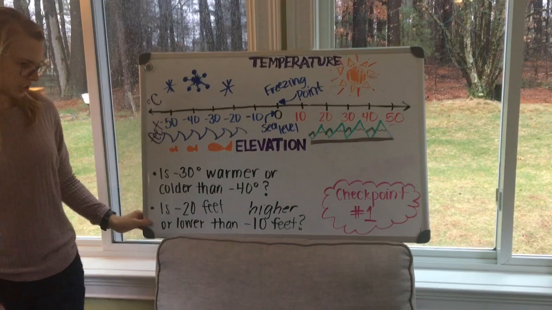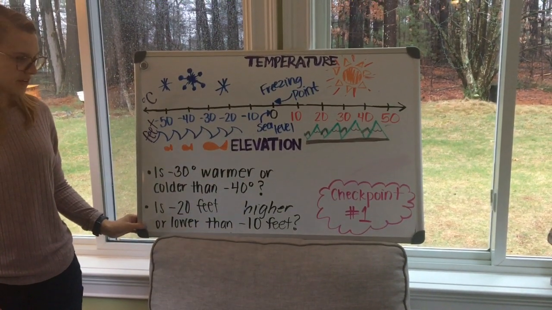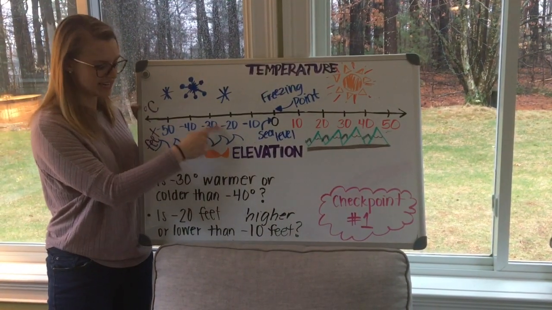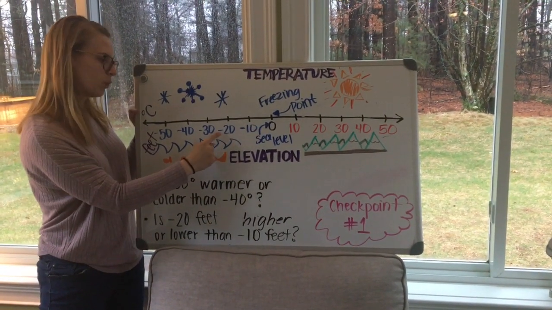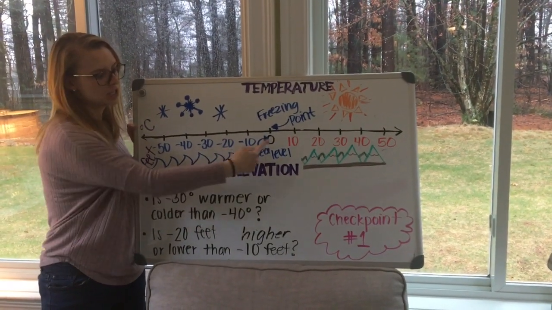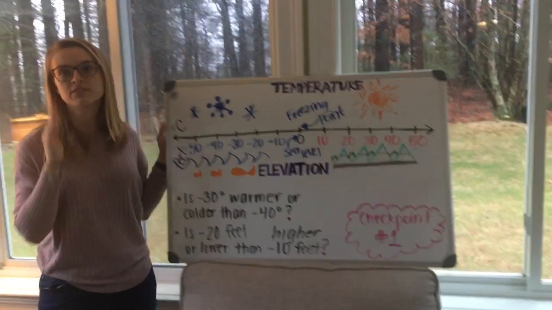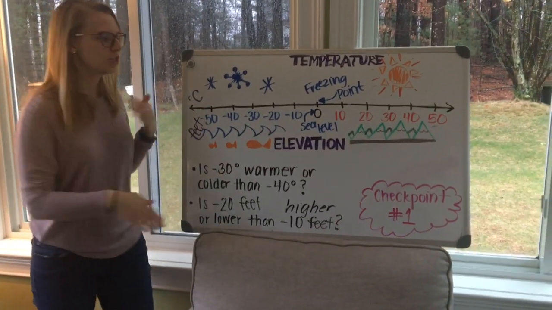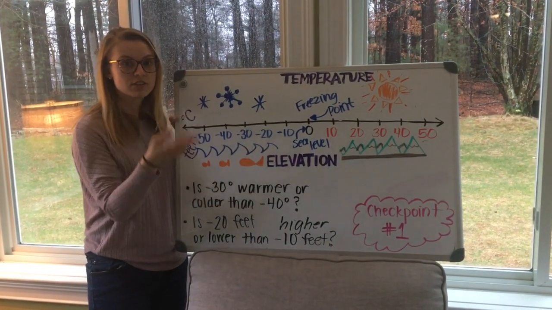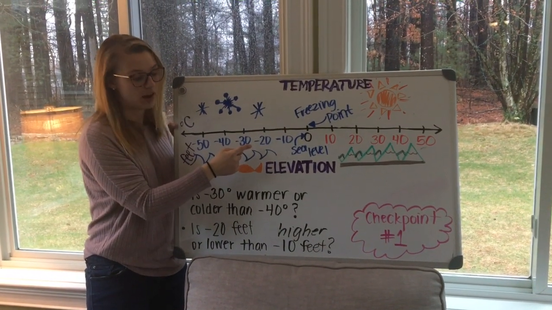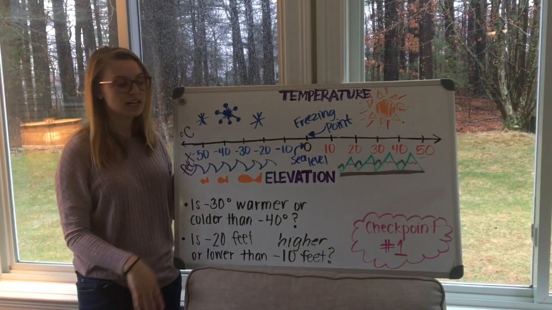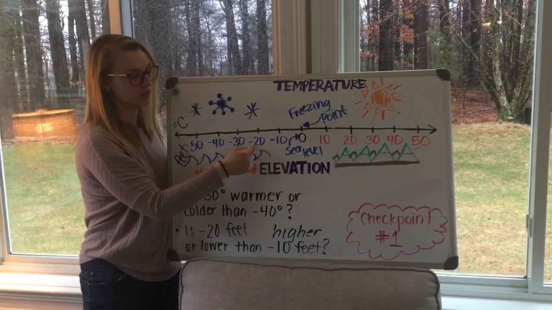Now let's look at our second question. Is -20 feet higher or lower than -10 feet? So we're going to look here again. We're in the negative side. Is -20 feet, is that going to be higher or lower than -10 feet? So we know if we're talking about elevation, negative numbers mean we're under the ocean. So if we're at -20 feet, are we going to be closer to sea level, to the beach, or are we going to be further underwater? -20 is going to be further underwater because we are further away from 0.